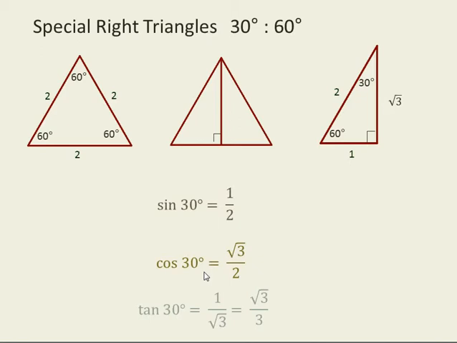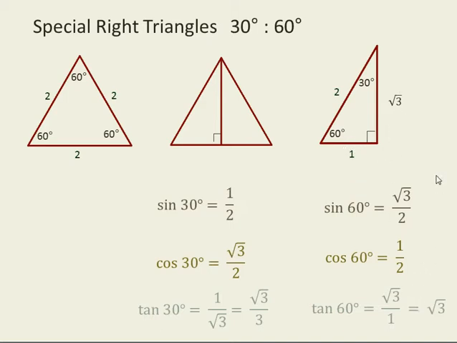Okay, we'll do the same thing for 60 degrees. Sine 60, opposite over hypotenuse. There's 60, opposite is root 3, hypotenuse 2. Sine 60 is root 3 over 2. Cos 60, adjacent over hypotenuse, 1 over 2. Tan 60, root 3, opposite over 1, adjacent, which is root 3.